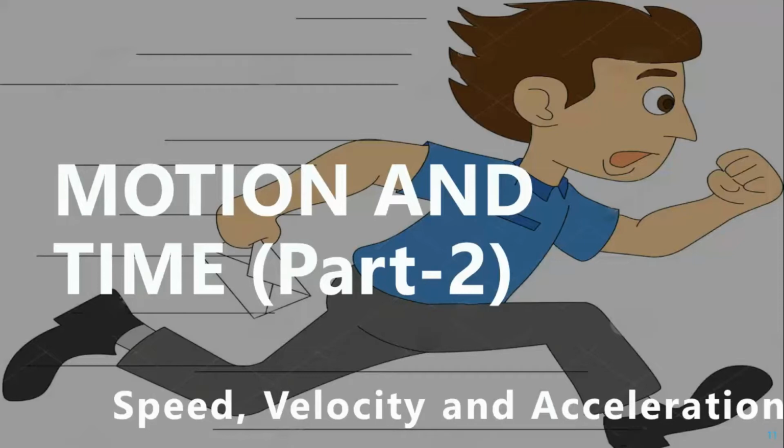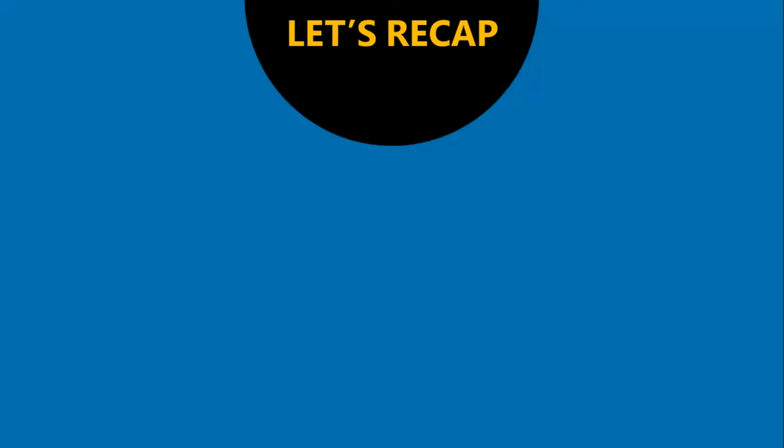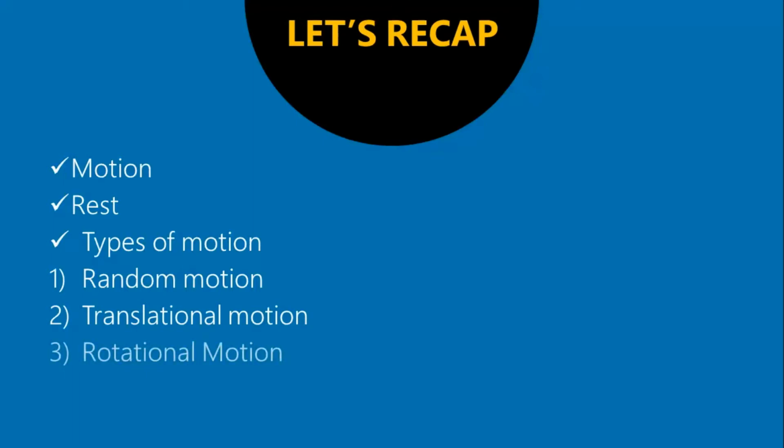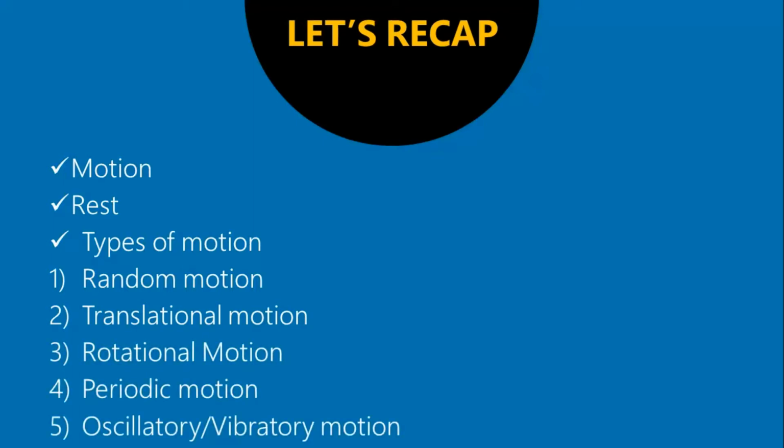This is the second part of motion and time. In this part we will be learning speed, velocity and acceleration. So let's have a quick recap on what we learned in the first part. First, we learned what is motion. Second, rest. Third, types of motion, in which there is random motion, translational motion, rotational motion, periodic motion and oscillatory motion.